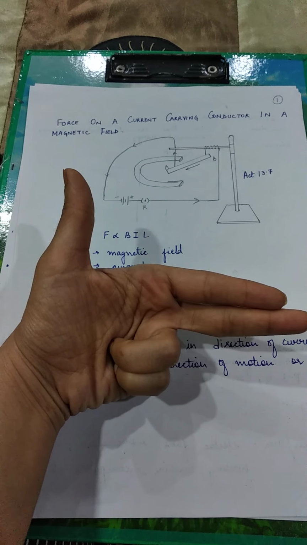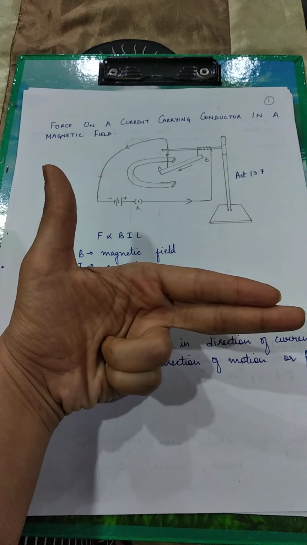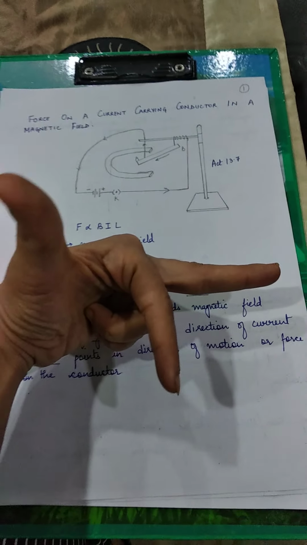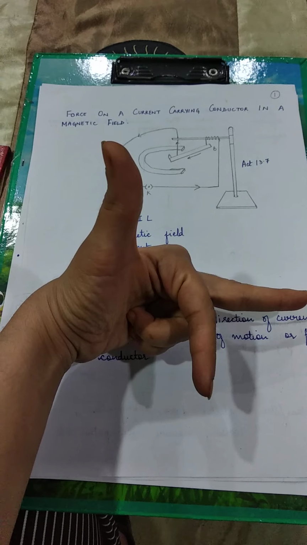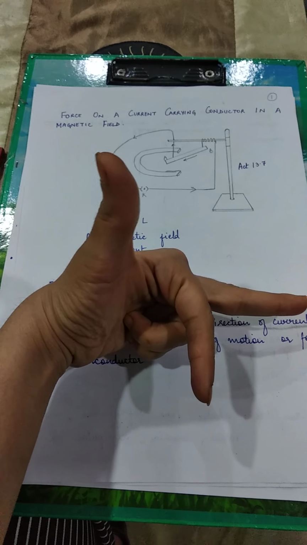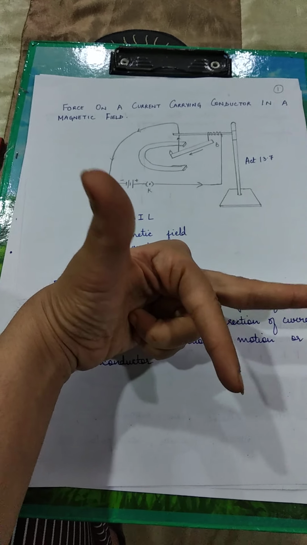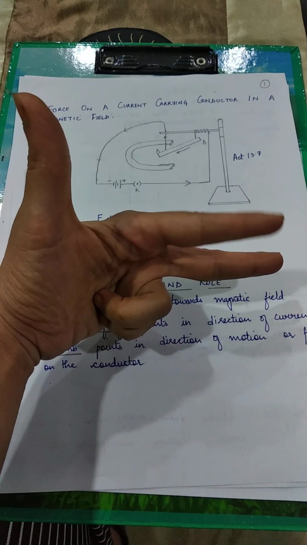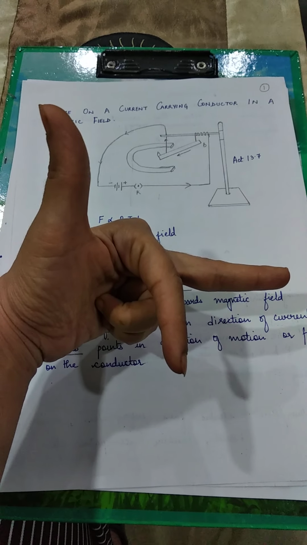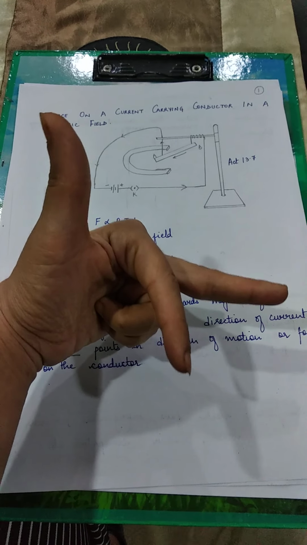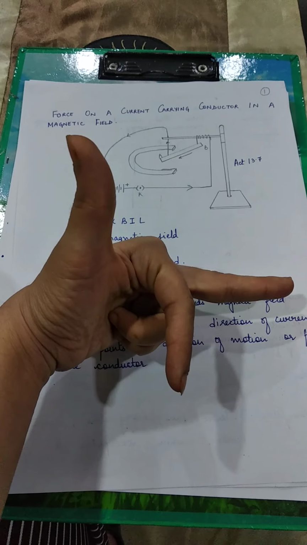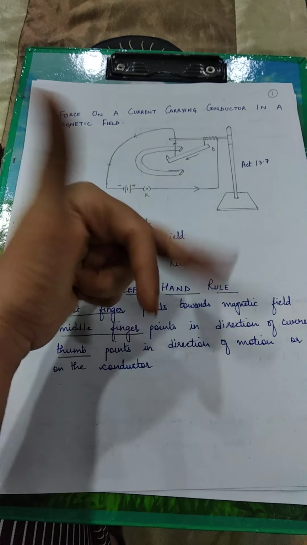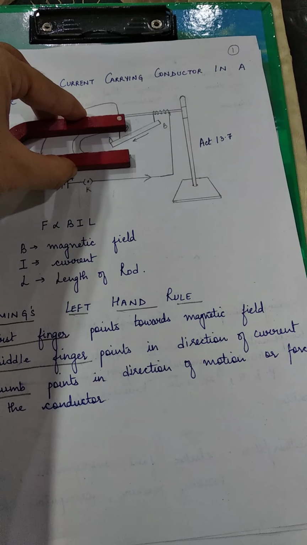So what does the rule state? If I take three fingers of my left hand and hold them mutually perpendicular to one another, at 90 degrees, making a 90-degree angle with one another, then this finger points in the direction of magnetic field, this finger gives the direction of current, and the thumb shows the direction of force which is being acted upon the rod.